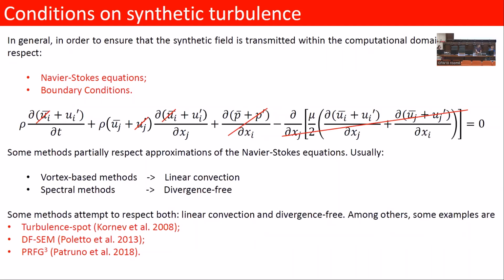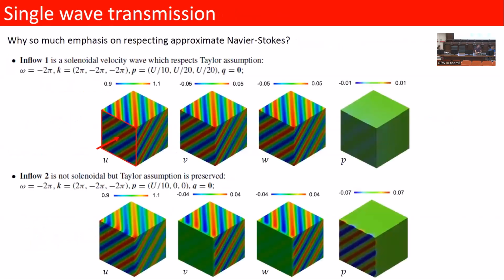So there is the turbulence spot method by Kovnev, which is respecting both. There is the DSM method from Poletto, which is respecting both. And there is the PRFG cube method, which is the method I developed, which is respecting both, and is the only spectral method that does so. Okay, so why insisting so much on this stuff?